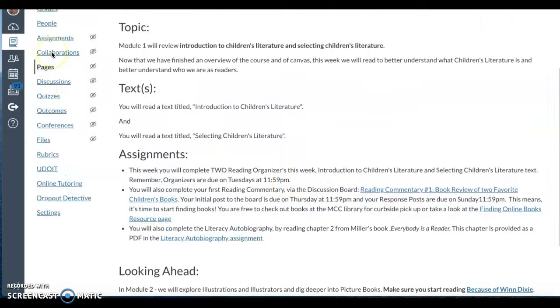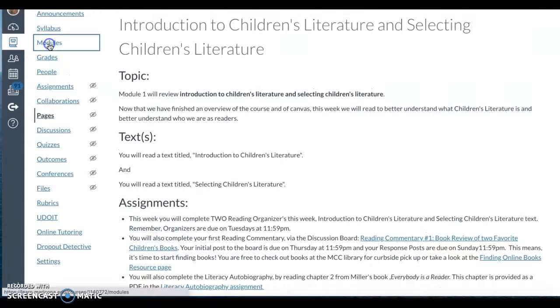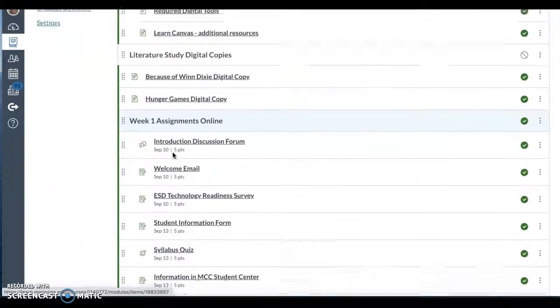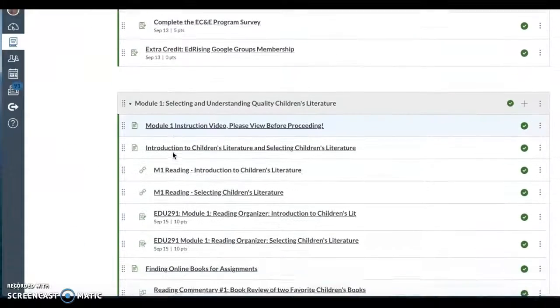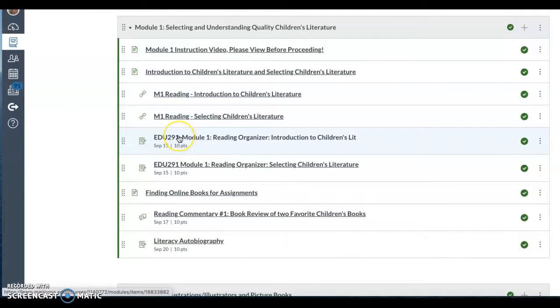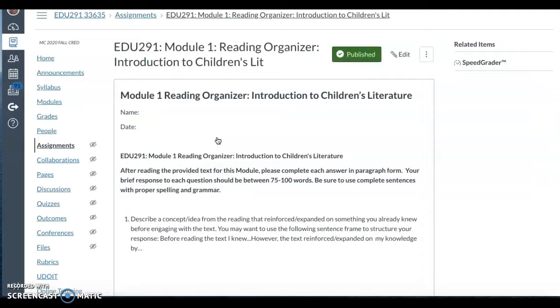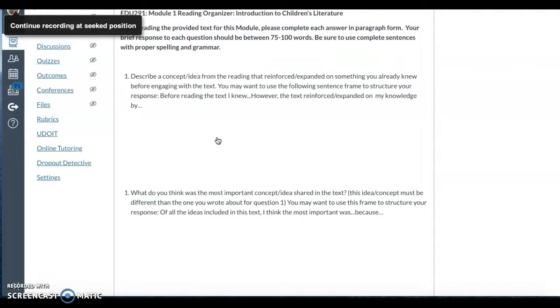I want to go over the reading graphic organizers with you, but I don't have a direct link here, so I'm going to jump back to my modules page to give you an understanding of what to do. Reading graphic organizers, or RGOs, are always going to look the same. They are the same template every week, just going with whatever reading we're working on that week. Each question should be between 75 and 100 words in paragraph form, checking for proper spelling and grammar.